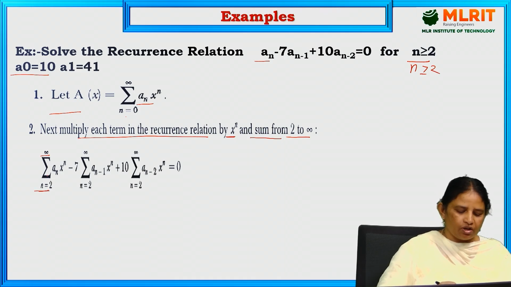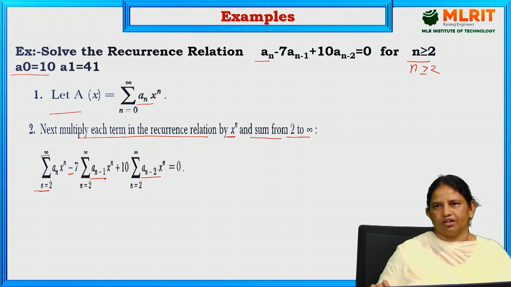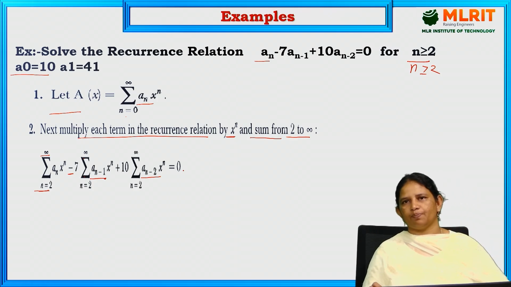So sigma n equal to 2 to infinity a_n x to the power of n, minus 7 sigma n equal to 2 to infinity a_(n-1) x to the power of n, plus 10 sigma n equal to 2 to infinity a_(n-2) x to the power of n, is equal to 0. That is step number 2.